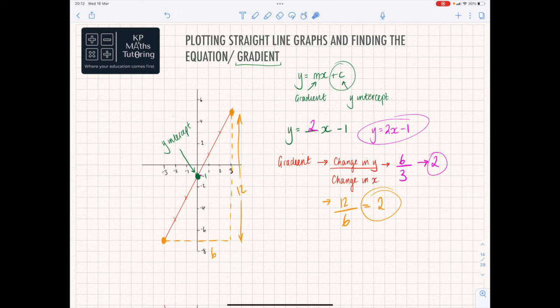The final way of doing it is you can choose any point and go across one value. From here I go across 1, and then you count how many squares up it is until you get to the point again. So 1 across and 2 up means my gradient is 2. That's the third way you could look at it. As long as you choose 2 points where it crosses perfectly, that will give you your gradient. And remember, it's got to be in this format, so you have to add the y-intercept at the end, which is -1 in this case.